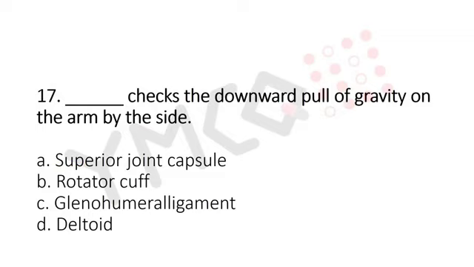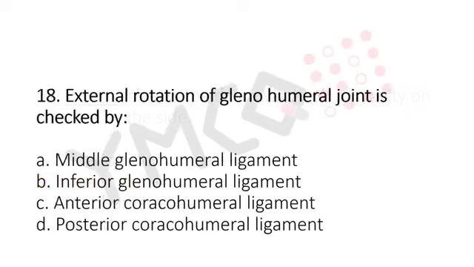Dash checks the downward pull of the gravity on the arm by side. Option A, superior joint capsule, option B, rotator cuff, option C, glenohumeral ligament, option D, deltoid. And the answer is option B, rotator cuff. Now let's move to question number 18.